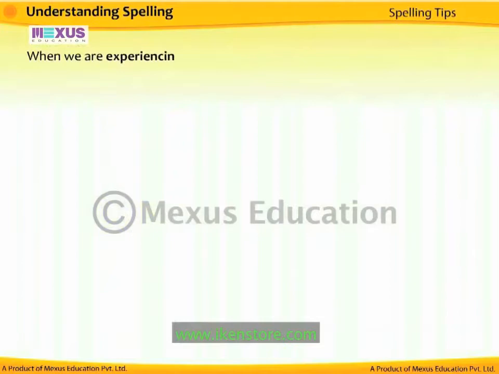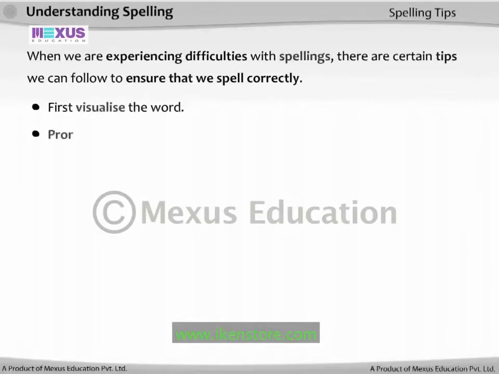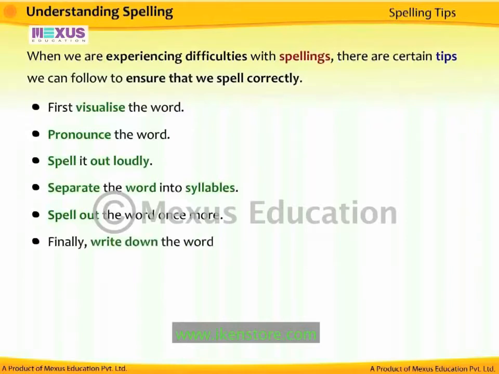When we are experiencing difficulties with spellings, there are certain tips we can follow to ensure that we spell correctly. First, visualize the word. Next, pronounce the word. Spell it out loudly. Separate the word into syllables. This may help in understanding the meaning and spelling of the word. Spell out the word once more. Finally, write down the word.